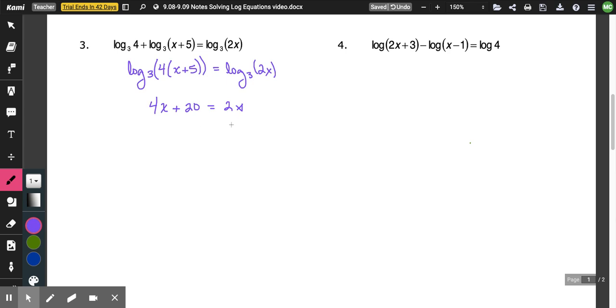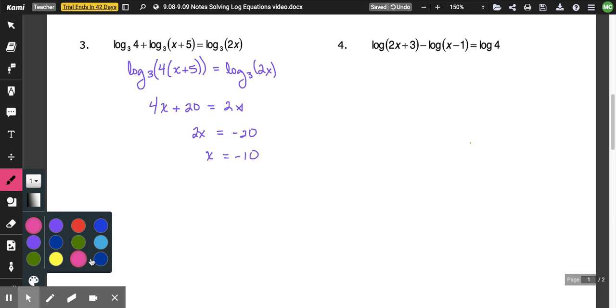Now we're down to a simple algebra 1 equation, so I'll just solve it right quick. And I got x equals negative 10 for this one. Once again, we have to make sure that whatever we get does not make any of the arguments of my logarithms something that's not positive. So I'm going back to my original here.